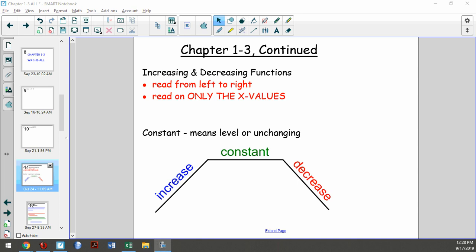This is read from left to right, and it's on your x values, which is going to be your domain. Constant means it's level and unchanging. Increase means you're going up the hill. Decrease means you're going down the hill. And you're doing this from left to right, okay?